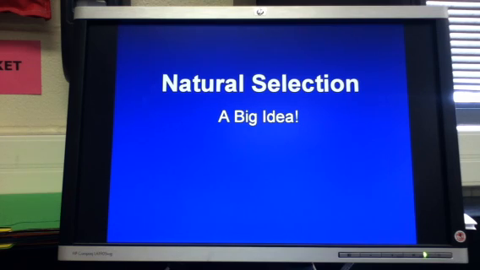So get a pen and paper and maybe some markers, because there are some pictures that you could draw to help you better understand natural selection. So listen up and get ready to learn.